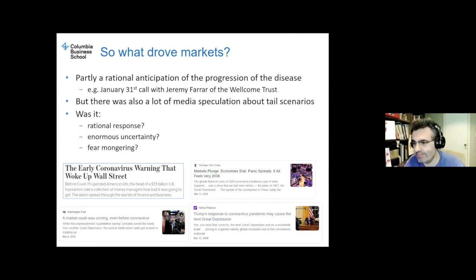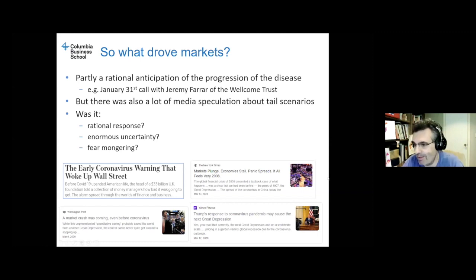There was, in addition to rational anticipation of what would happen, a lot of media speculation about tail scenarios. I have been a religious reader of news over the last several months, as I'm sure a lot of us have as well. And at least anecdotally, there's a lot more negative ink, let's say, than positive ink. It's not that anyone is doing anything nefarious, but the media tends to emphasize the downside risks of things. So there was certainly a lot of speculation around those kinds of things.